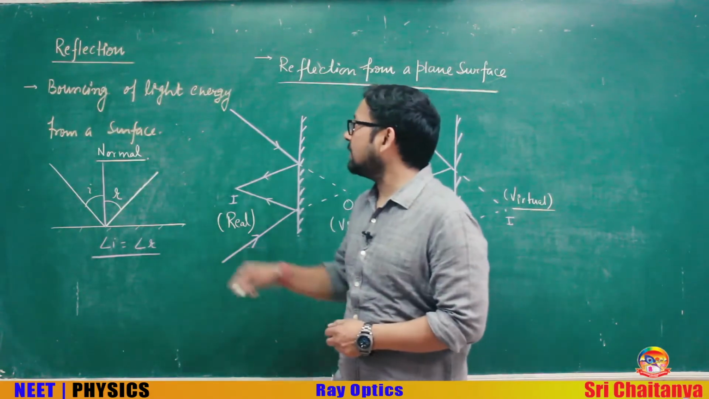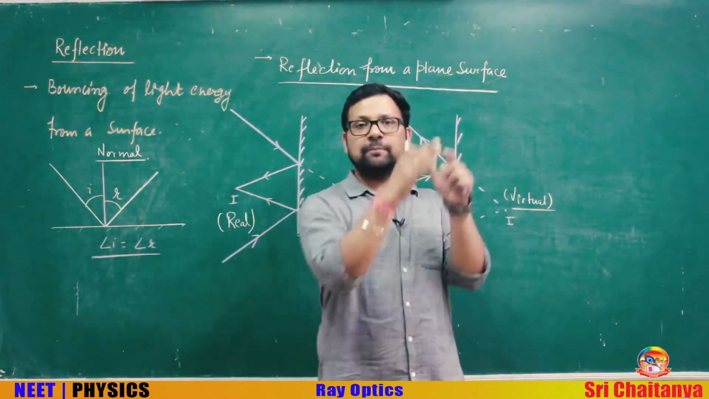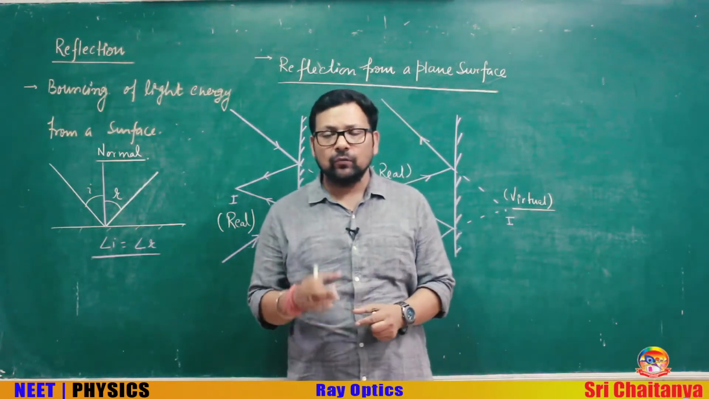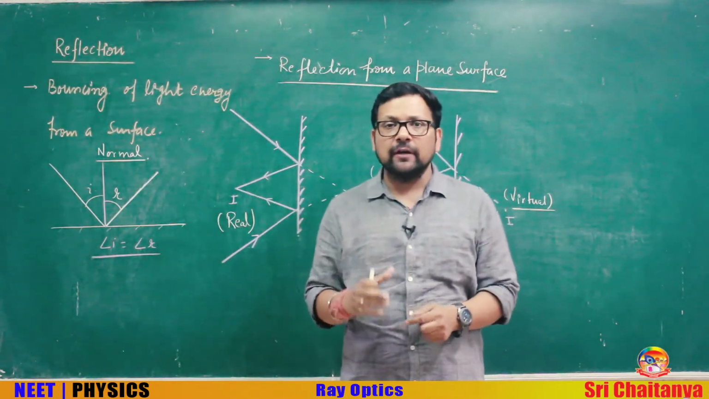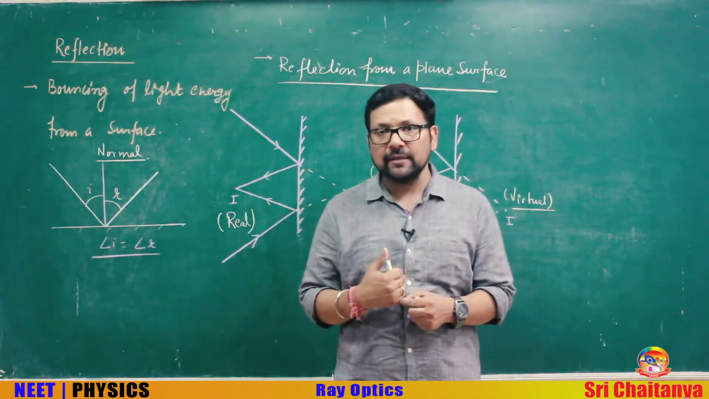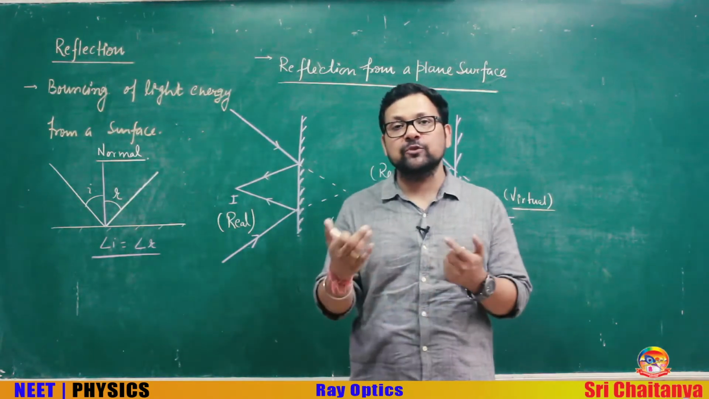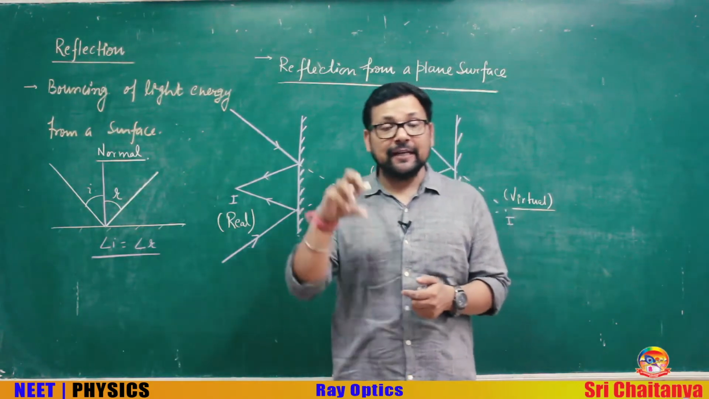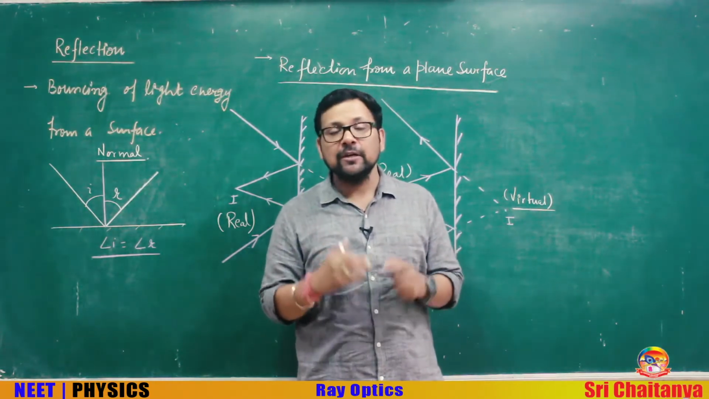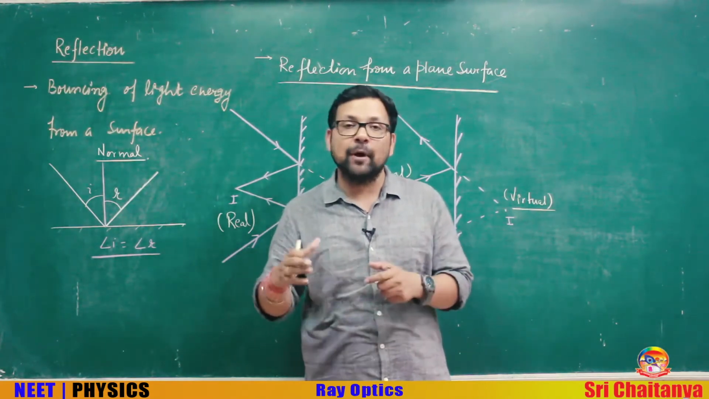What is reflection? It's the bouncing of light energy. Light is incident, bouncing back. The bouncing back from a surface is called reflection. Whenever reflection is somewhere, reflection is not the only optical phenomena that is taking place. Incident light is there, some fraction is reflected, some fraction is absorbed and transmitted. That absorbed and transmitted is called refraction. Here we are concerned about the reflection, about the energy that is being bounced back.